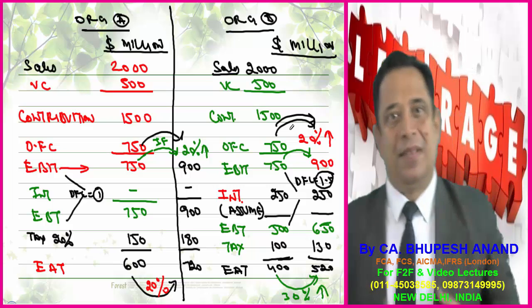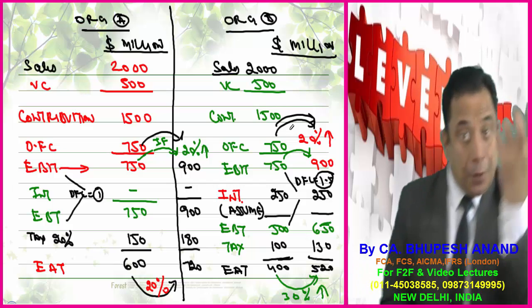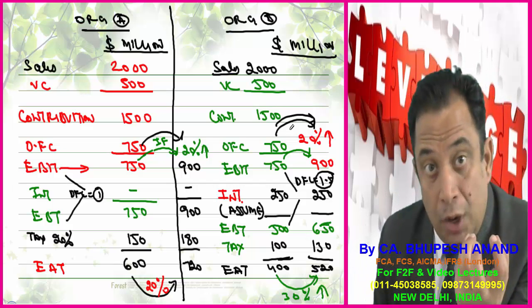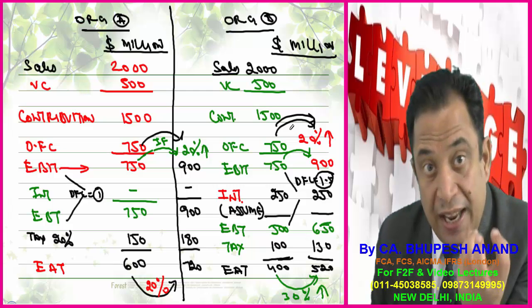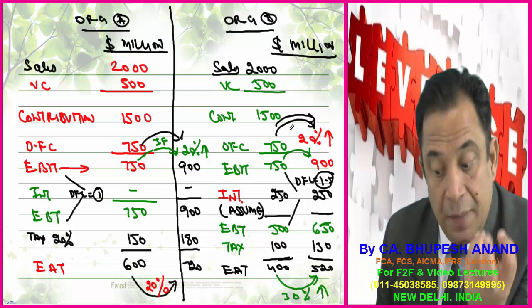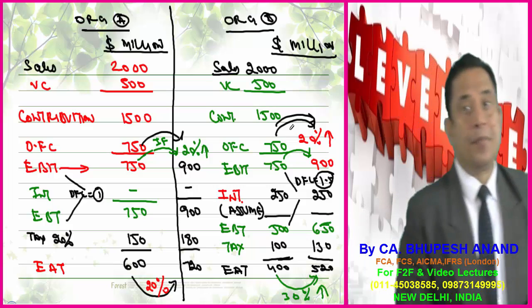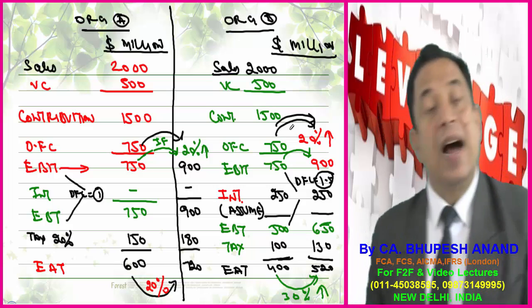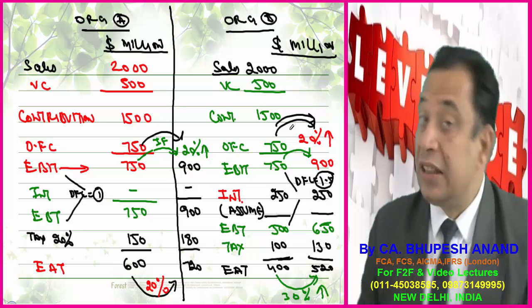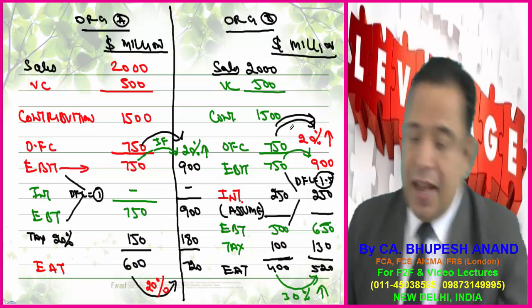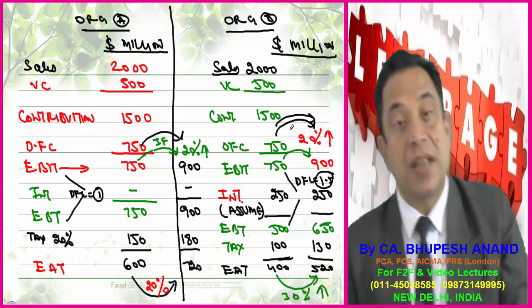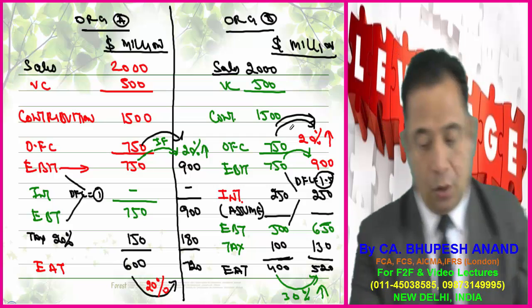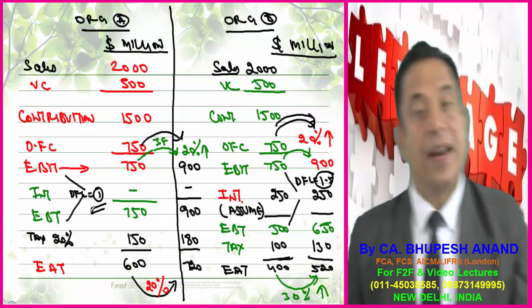EBIT is the same, 750 and 750, because organization A has not employed debt, so there is no liability of paying interest. So interest in organization A is 0. So it means EBT is 750. When EBT is 750, I can calculate the degree of financial leverage. That is EBIT upon EBT, 750 upon 750, that is 1. I have calculated the degree of financial leverage as 1 for you.